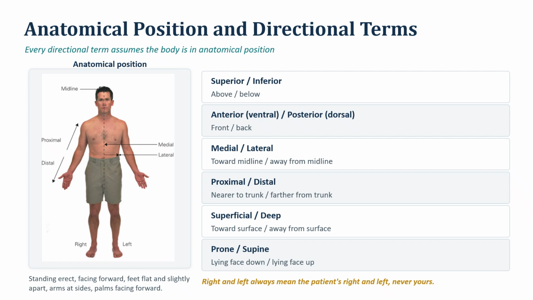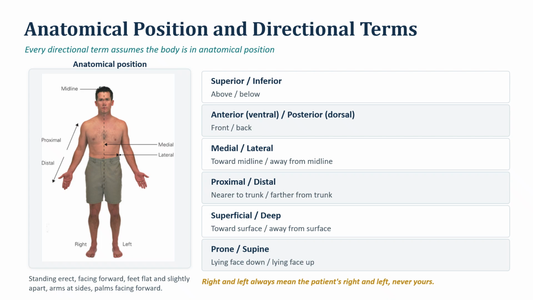We now shift from structure to language. Anatomical position is the universal reference stance, and every directional term you will ever use assumes the patient is in it. The body is standing erect, facing forward, feet flat on the floor and slightly apart, arms hanging at the sides, and this is a detail people usually forget. The palms are facing forward. We use a fixed reference because patients are rarely standing when you examine them. A patient can be seated, supine, or lying on one side, and the directional terms do not change meaning.